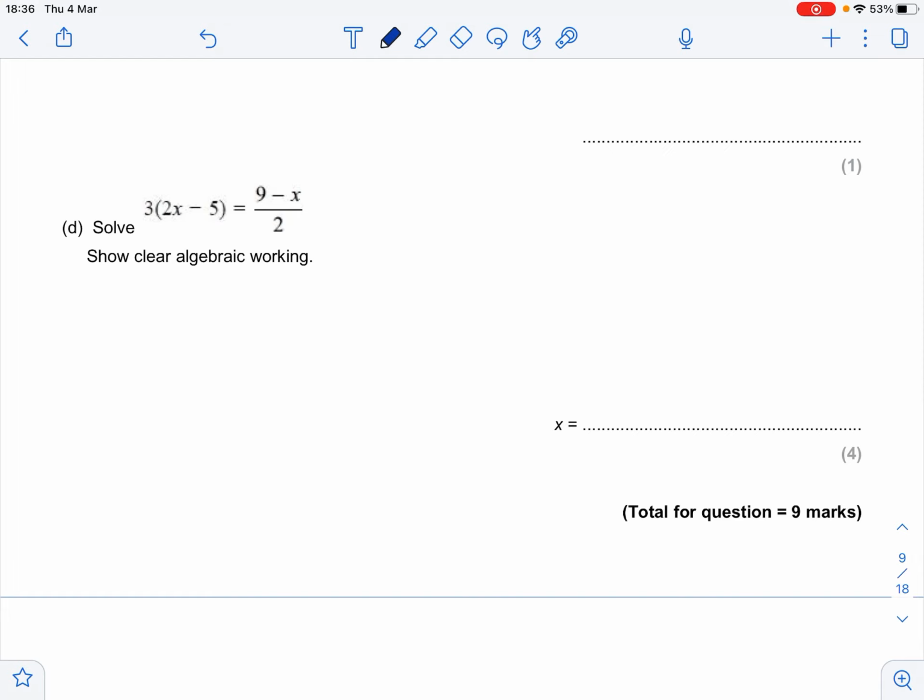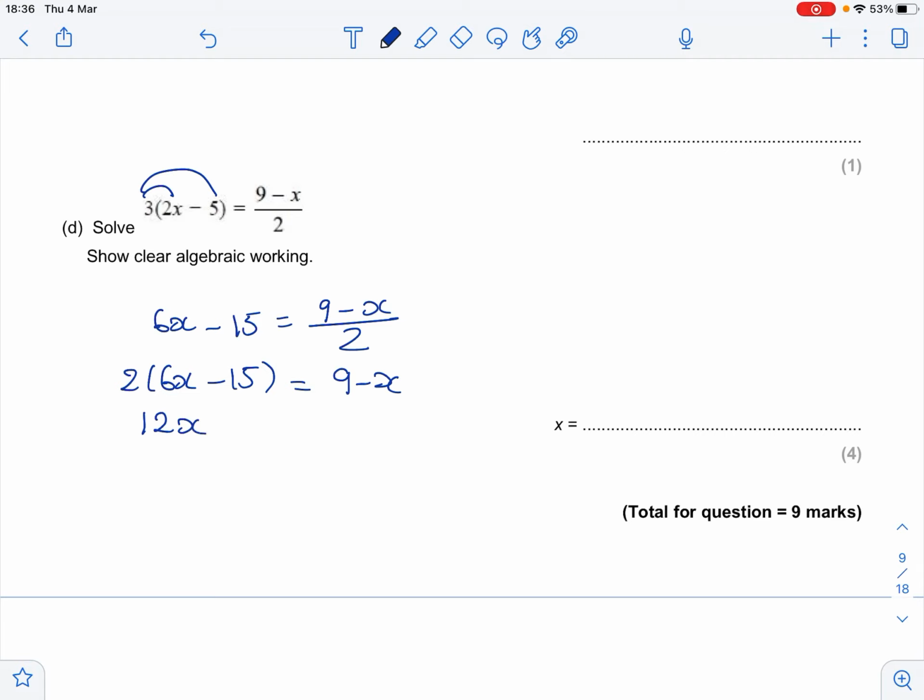Part D, we want to solve the equation. So firstly, I'm going to expand my bracket. So 3 times 2x is 6x. 3 times minus 5 is minus 15, equals 9 minus x over 2. Step 2, I'm going to multiply by 2. So it will be 2 times 6x minus 15 equals 9 minus x. Expand my bracket. I got 12x minus 30 equals 9 minus x.